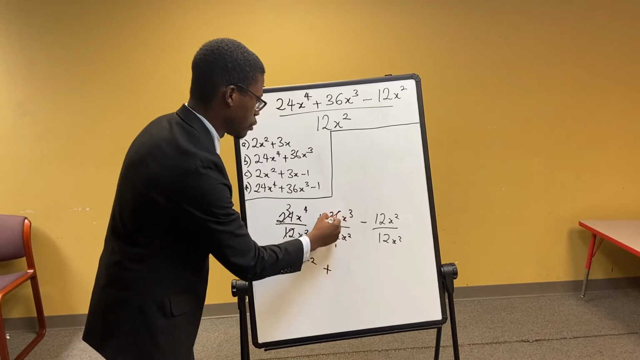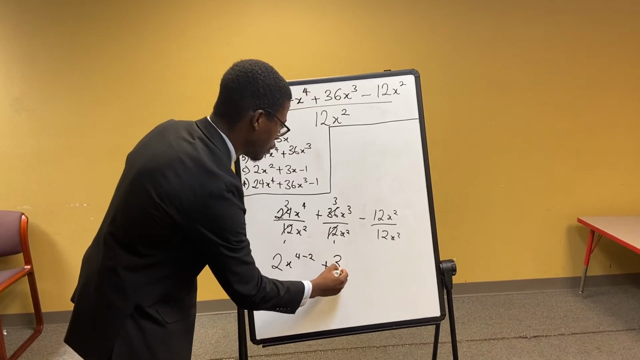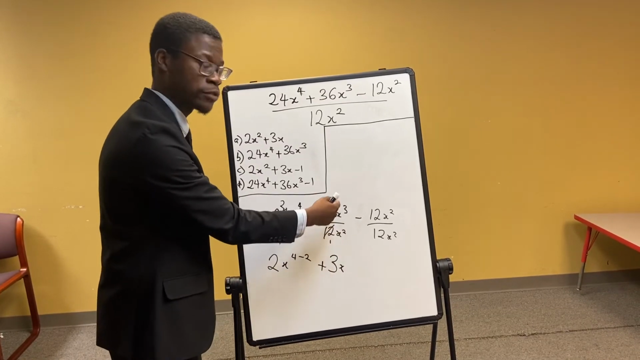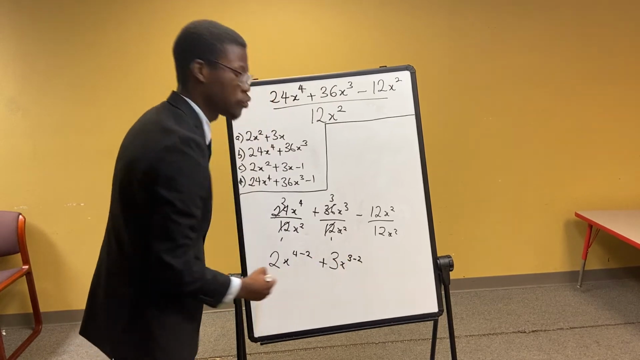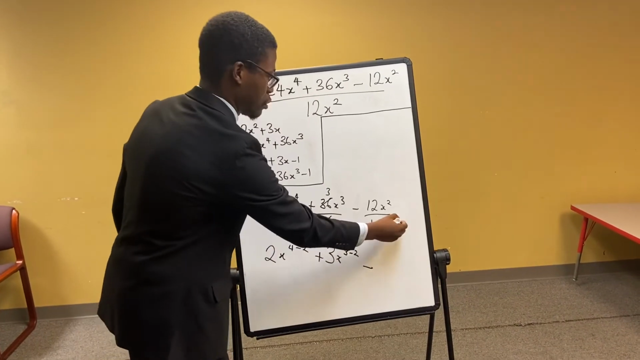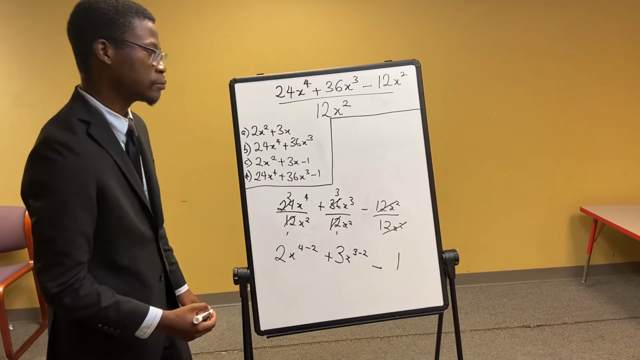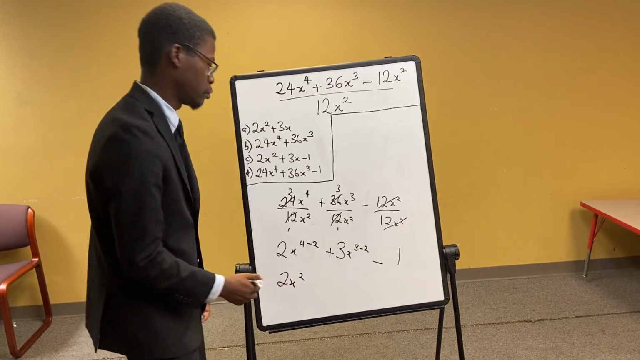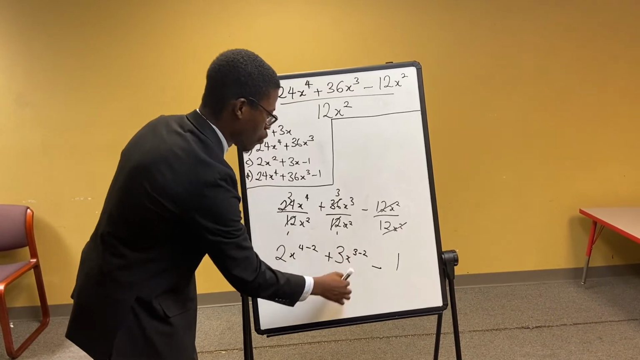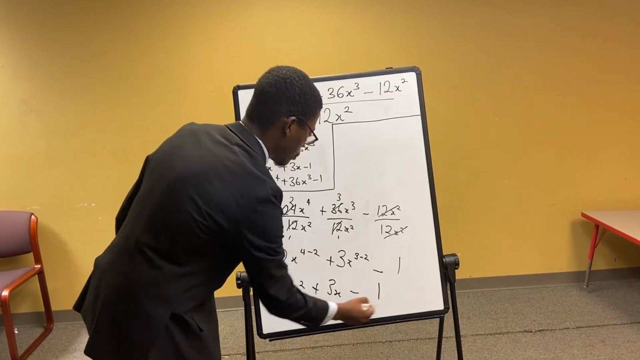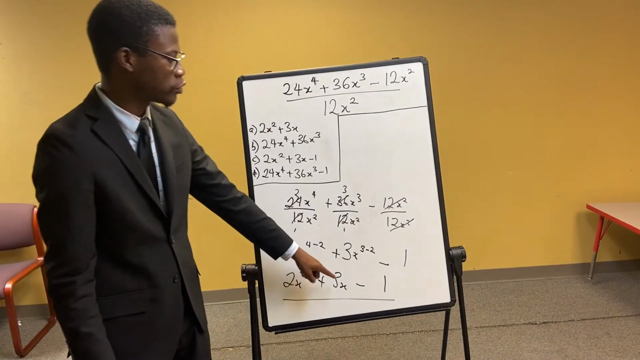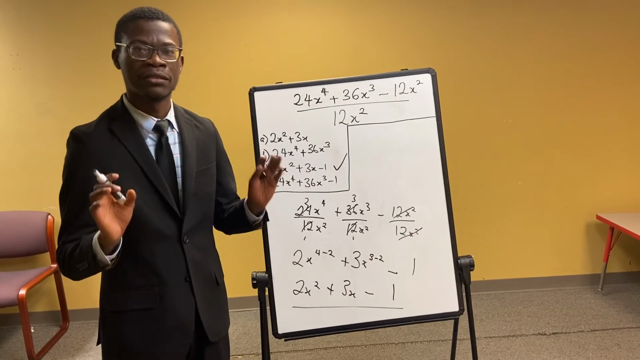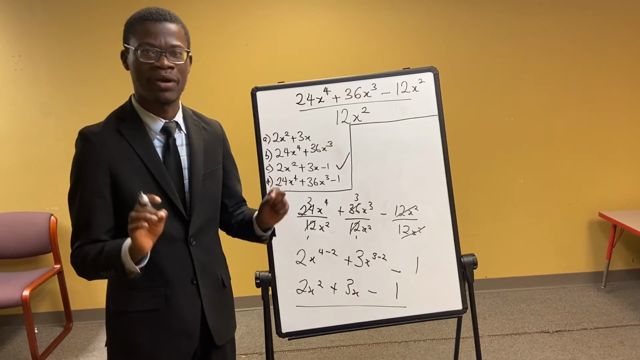Plus, 12 goes into 36 three times, right? So I have 3x, the same law of exponents, especially when you're dividing, what do you do? You subtract, right? x cubed, 3 minus 2, okay? Then minus this is just 1. So I have 2x squared, 4 minus 2 is 2, plus 3x to the power of 1, right? Minus 1, and that is your answer: 2x squared plus 3x minus 1, and that is this one. See, it's a very simple way of using exponents to simplify expressions.